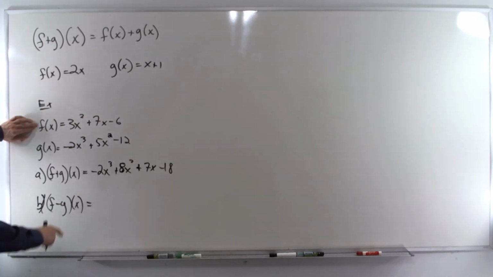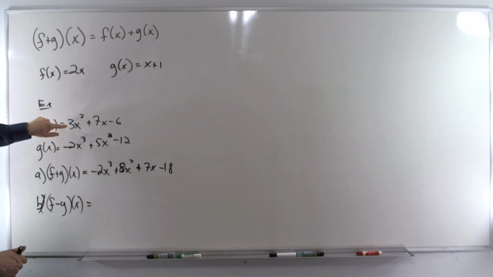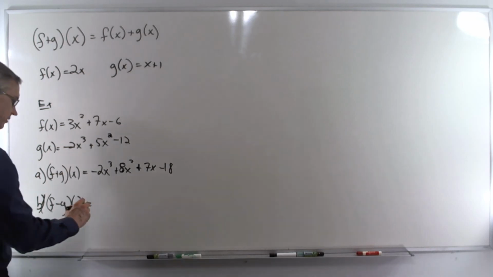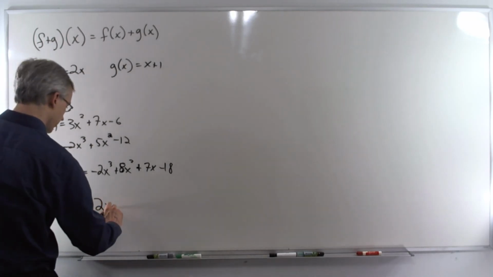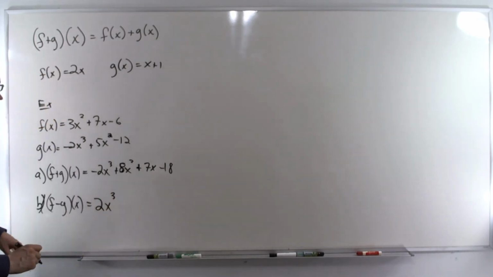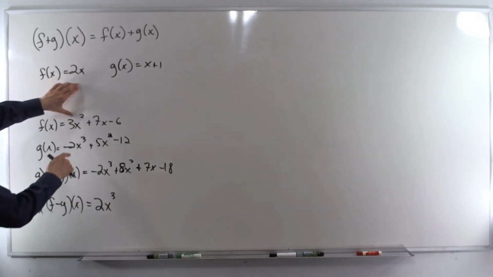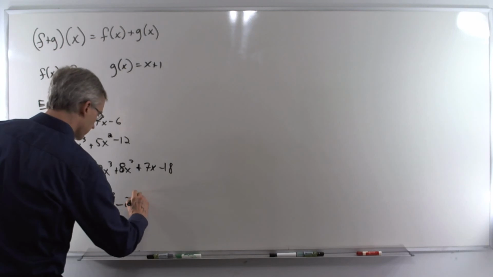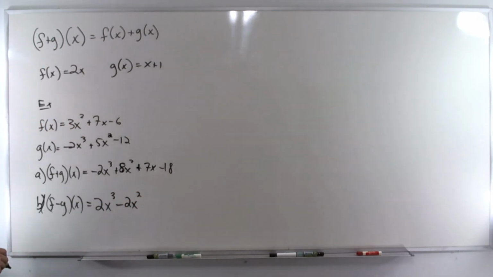Alright, so I'm going to take f and subtract g. So we don't have any x to the third term in this one, so that's 0 minus negative 2x to the third, which is positive 2x to the third. Alright, now we'll do the x squared terms. We got 3x squared minus 5x squared, so that's minus 2x squared.